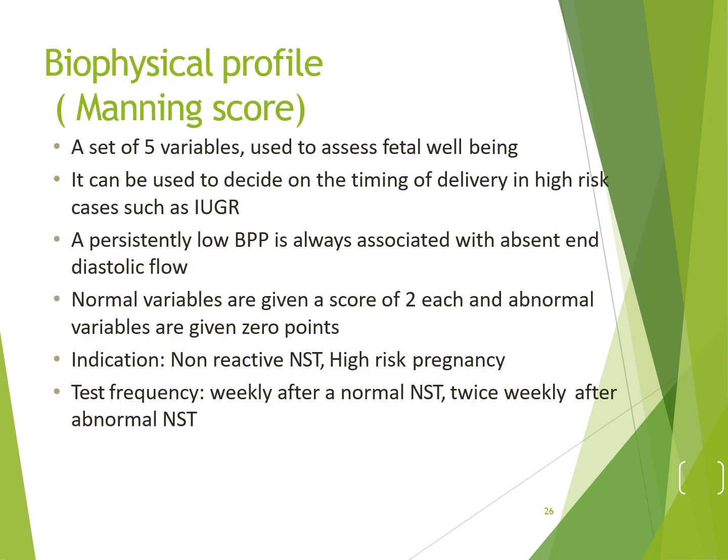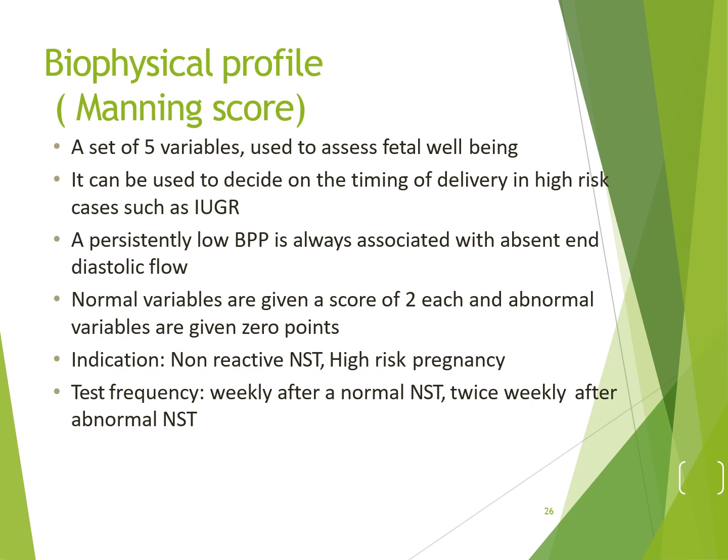Next is the biophysical profile, otherwise we call it the Manning score. In this we are assessing 5 sets of variables, and it can be used to decide on the timing of delivery in high risk cases and in the case of intrauterine growth retardation. And if the biophysical profile score is low, it is always associated with absent end diastolic blood flow.